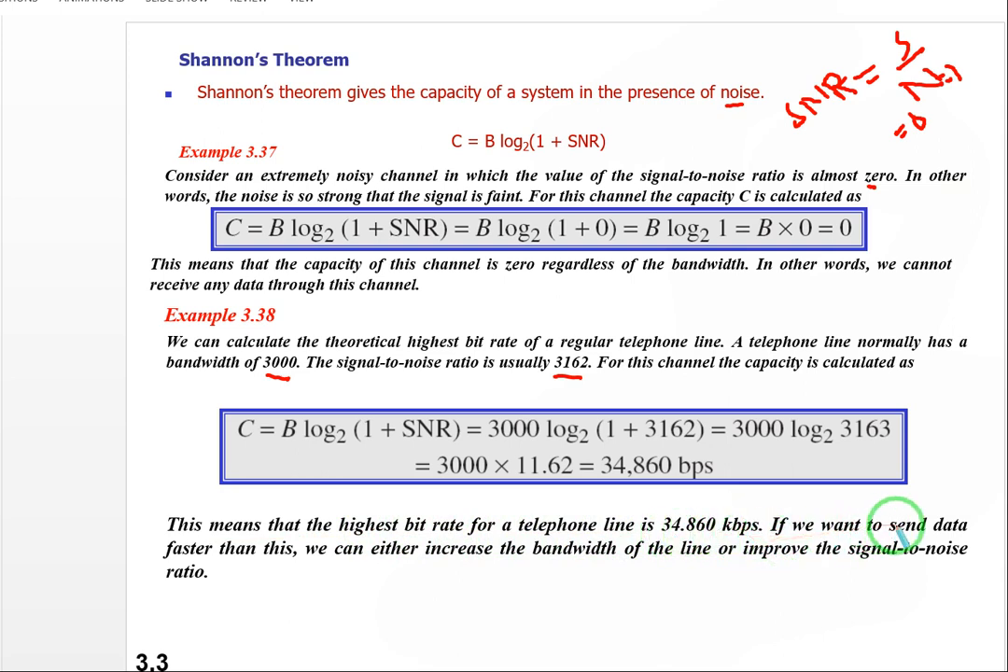So it just means that the highest bit rate for a telephone line is 34.8 kbps. If we want to send data faster than this, we can either increase the bandwidth of the line or improve the signal to noise ratio. So this is more important now. Increase the bandwidth, as I told you at first, so you can transfer your data faster. Or you can improve your signal to noise ratio. Once your signal to noise ratio is greater, your bit rate is going to be better.